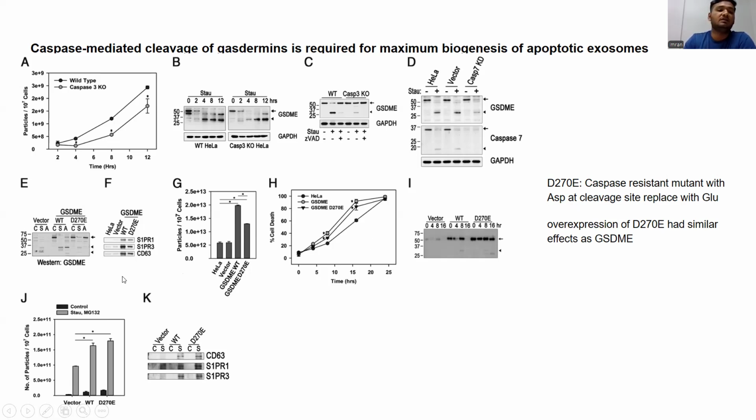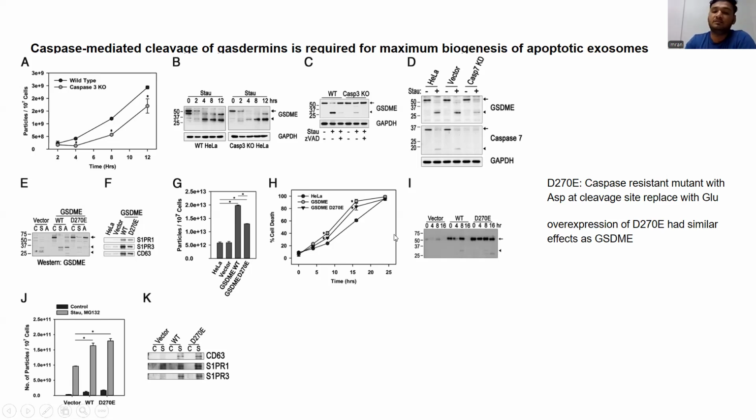And then, interestingly, the caspase-resistant mutant Gasdermin E, named D270E, was also localized in the apoptotic exosomes. And surprisingly, the overexpression of the mutant also showed similar effects as that of the Gasdermin E when it came to the amount of exosome release or the induction of the cell death.